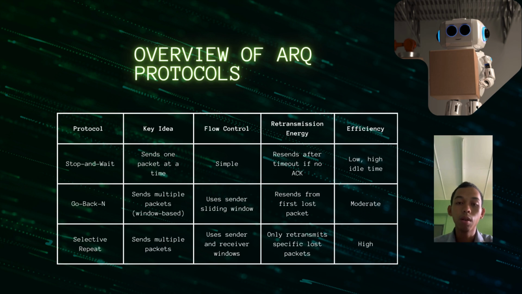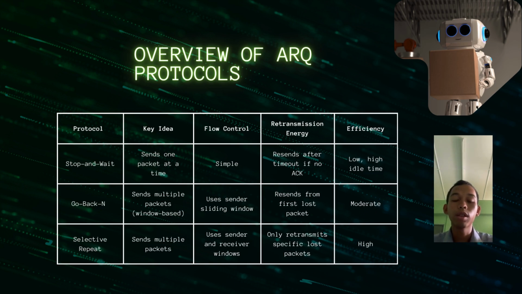Next is Go-Back-N. This protocol uses a sender window to send multiple packets at once. If an error happens, it goes back and resends everything from the first lost packet. It's more efficient than stop and wait, but it still has some retransmission overhead.